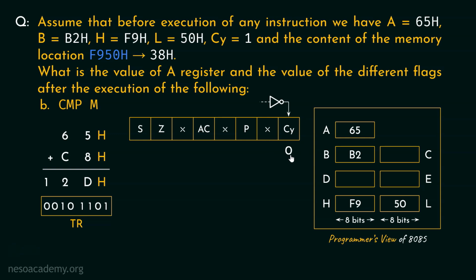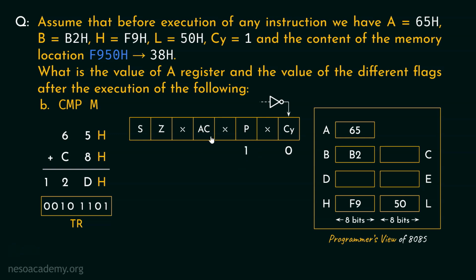And this means that the subtraction that we performed gave us the result of a positive value. Now let's talk about the parity flag. Notice the contents within the temporary register. How many ones do we have here? 1, 2, 3, 4. Now 4 is an even number. Therefore, the parity flag is going to be set.